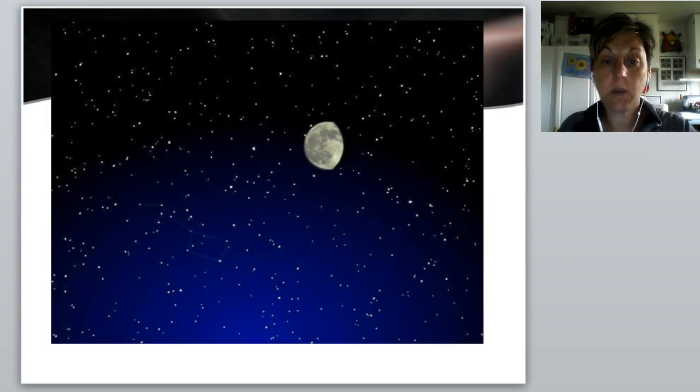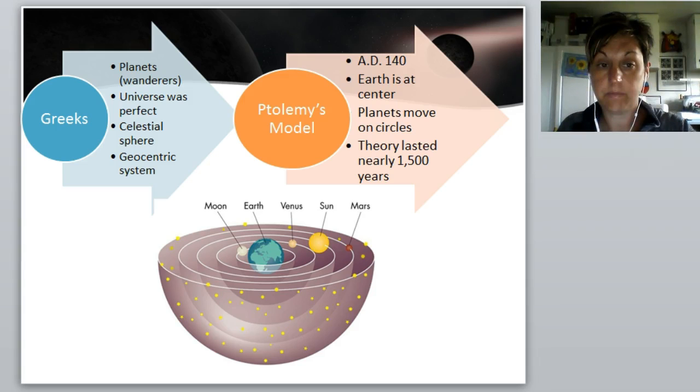Okay, so our solar system. If we look back historically, when the Greeks were observing the solar system, they called the planets the wanderers. They could see celestial bodies moving, depending on the time of year. They would move, and so they named them planets, which meant wanderers.